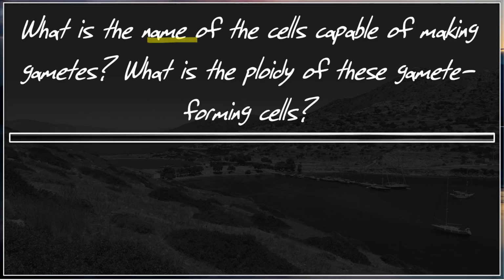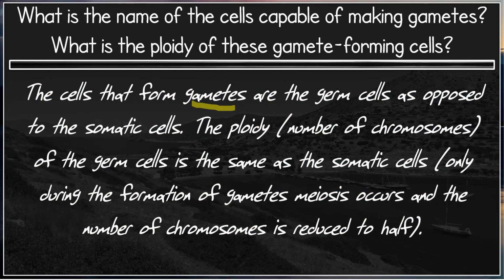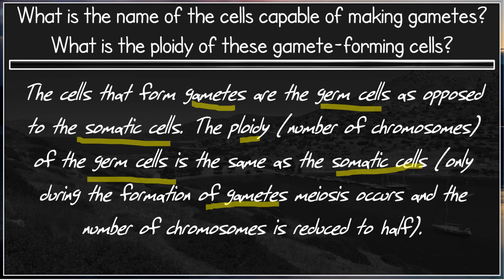What is the name of the cell capable of making gametes? What is the ploidy of these gamete-forming cells? The cells that form gametes are germ cells, as opposed to somatic cells. The ploidy, or the number of chromosomes, of the germ cells is the same as the somatic cells. Only during the formation of gametes does meiosis occur, and the number of chromosomes is reduced to half.